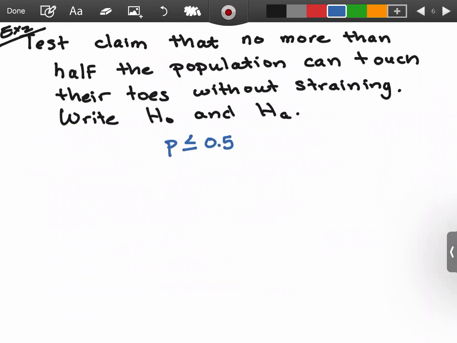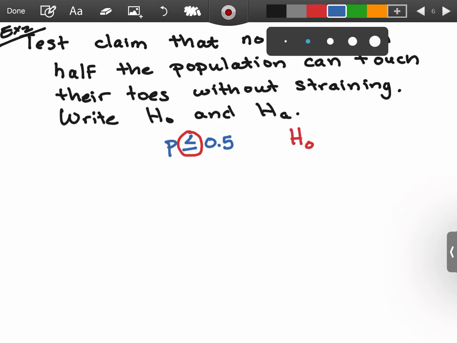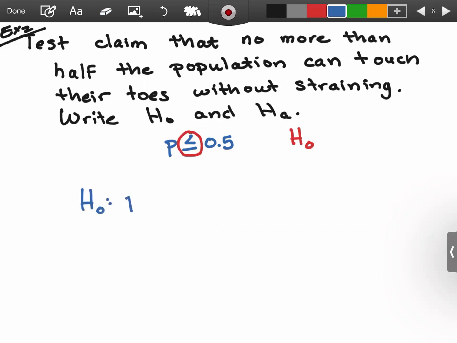Would this go under H0 or HA? Take a moment to think about that. All right, because this less than or equal to symbol has an equal to component, it's going to go under the null hypothesis, under H0. So our claim is that p is less than or equal to 0.5. I'll label this as the actual claim. And the alternative would be everything else. So everything else would be that p is greater than 0.5.